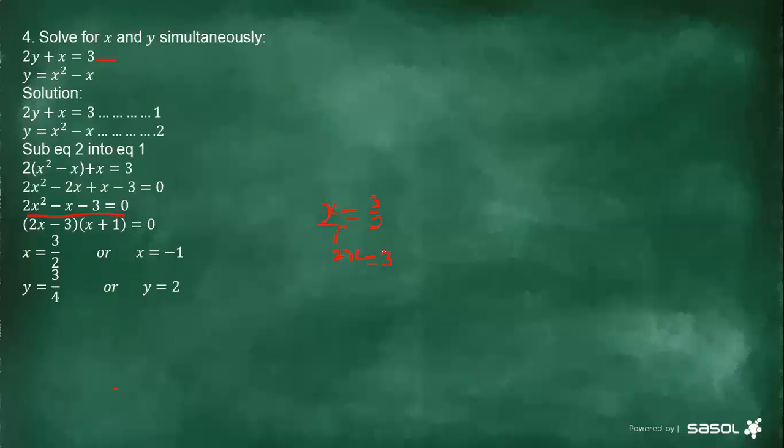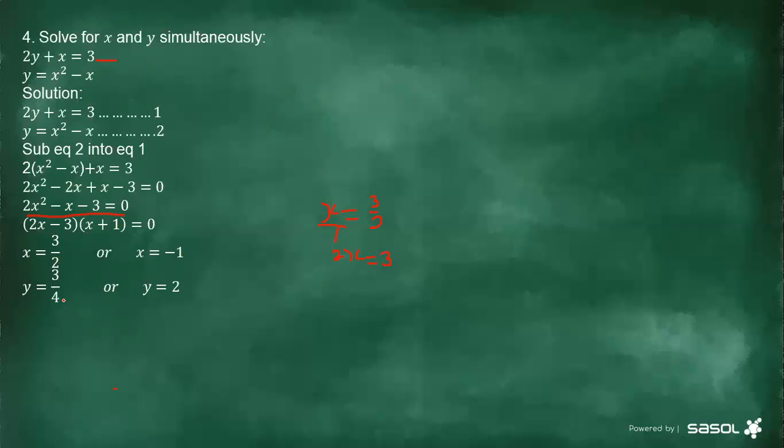And then from there, you take this 3 to the left hand side. Then it's going to be 2x minus 3. That is the first bracket. And then here we're going to get x as -1. Then if you take this -1 to the other side, that is going to give us x plus 1. That is the second bracket. Then you just solve the value of x. The value of x is 3 over 2, and the other one is -1.